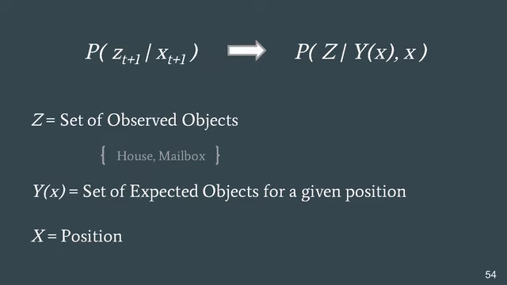We're going to use the bag of objects approximation. Y of X is going to be the set of objects you expect to see, given your map, for the position that you're at. So given a position x, y is the set of objects that you would see. So you might be in a position where you can see a house and a mailbox. Then y is a house and a mailbox. And x is just going to be your position. That's the element that we're getting from our particle filter.